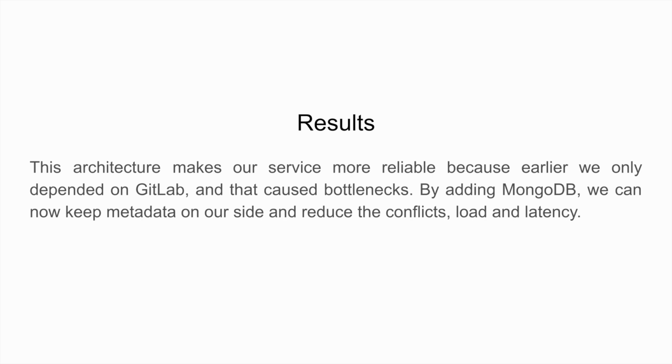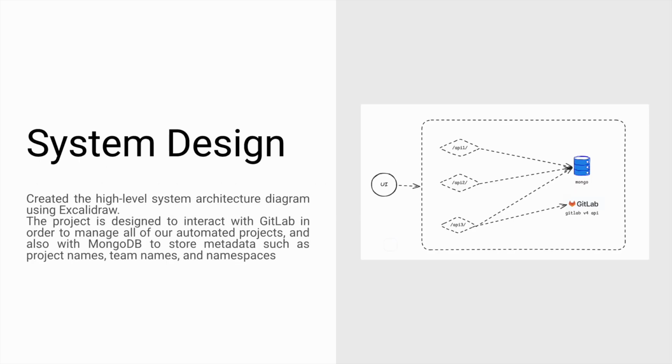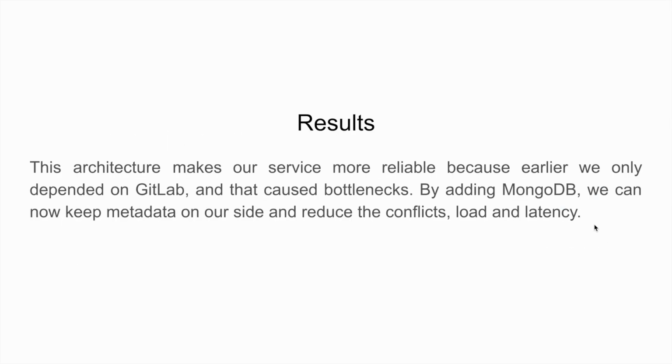So the result is this architecture that I have created. It solves some bottlenecks regarding the GitLab API, mostly about merge conflicts that we're having according to our data. So by adding a Mongo database, we can now keep metadata on our side and not be dependent on data saved in GitLab.